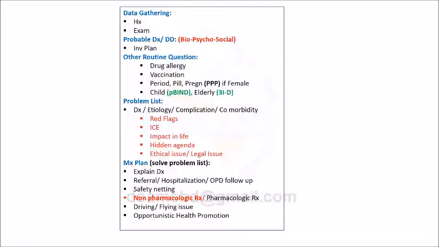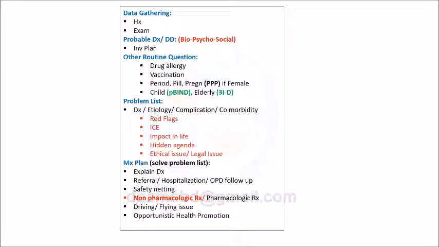So these should be the routine questions. Sir, what is the difference between instability and immobility? Immobility is actually like rigidity, slowness. Instability means fall. Okay. So this is a routine question you should know.